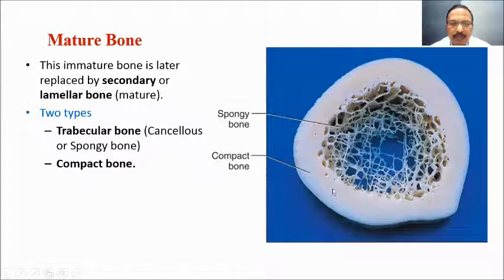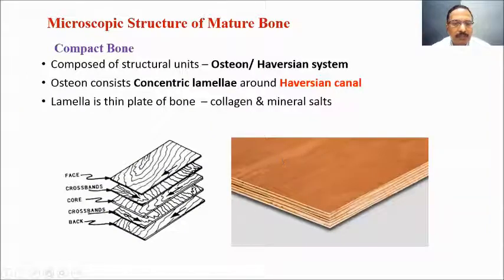Both these bones are made up of lamellar bone. That means the compact bone as well as the spongy bone are made up of sheets of bone tissue. These sheets will be arranged in such a way that the fibers of the same sheet will be parallel to each other, but the adjacent sheets will be arranged opposite to each other. So compact bone as well as spongy bone are made up of sheets of bone tissue, which are called bony lamellae.